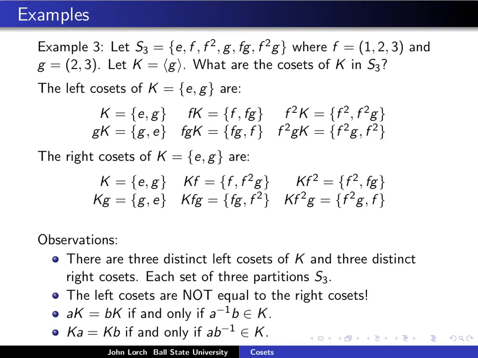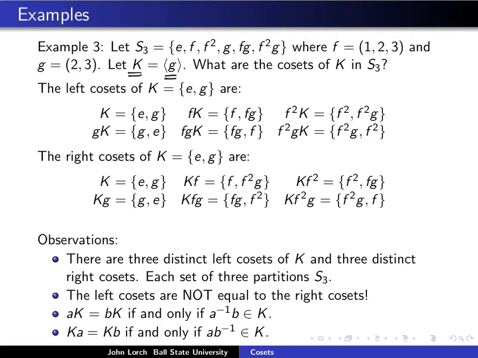So in our final example, again, we're going to be talking about the symmetric group S3, which again is given in this shorthand form using E's, F's, and G's, where F is the 3-cycle (1 2 3) and G is the transposition (2 3). Now, unlike the last example, our subgroup this time, instead of being generated by F, is going to be this subgroup K, which is generated by G.